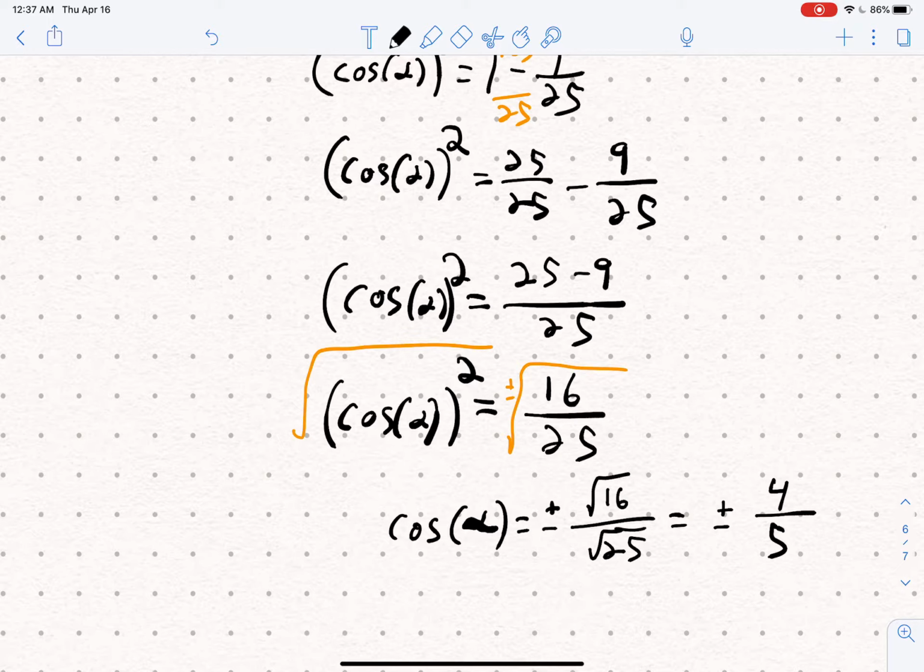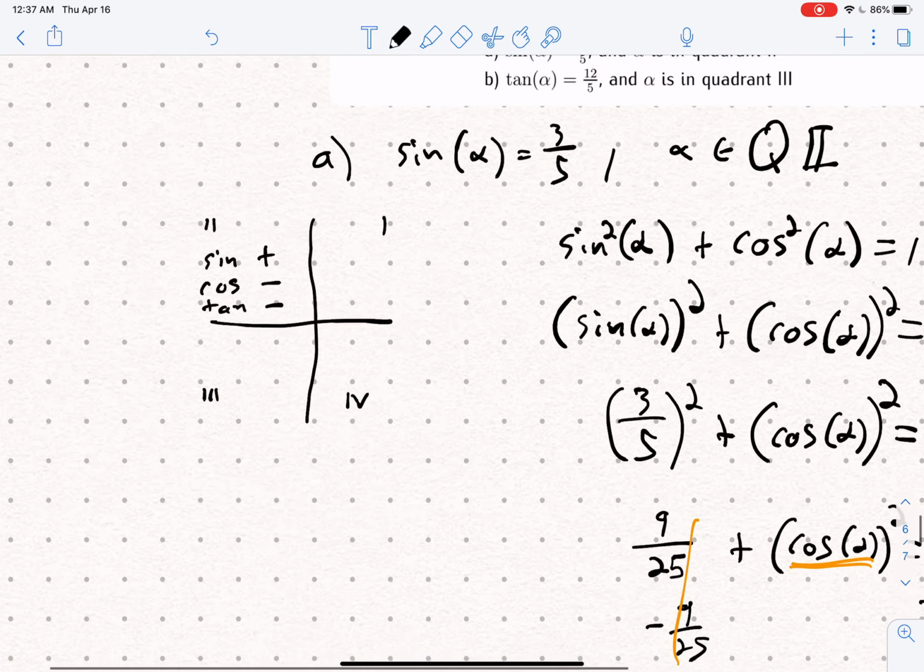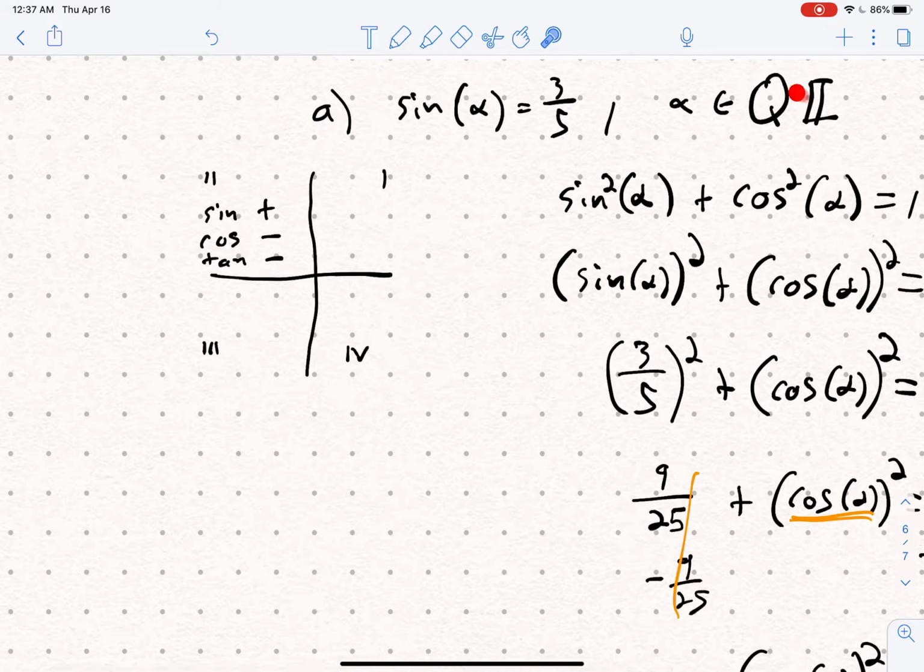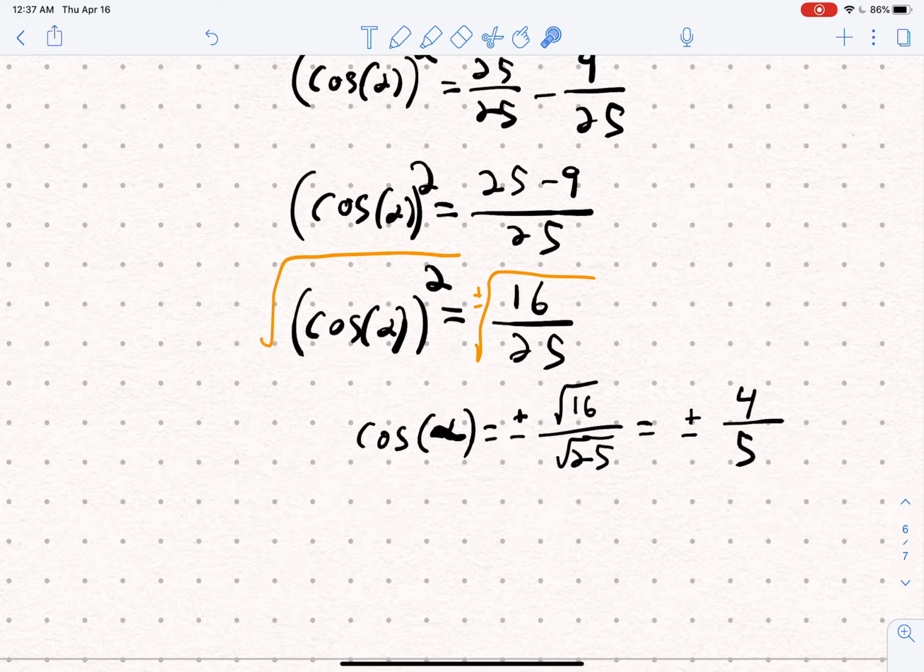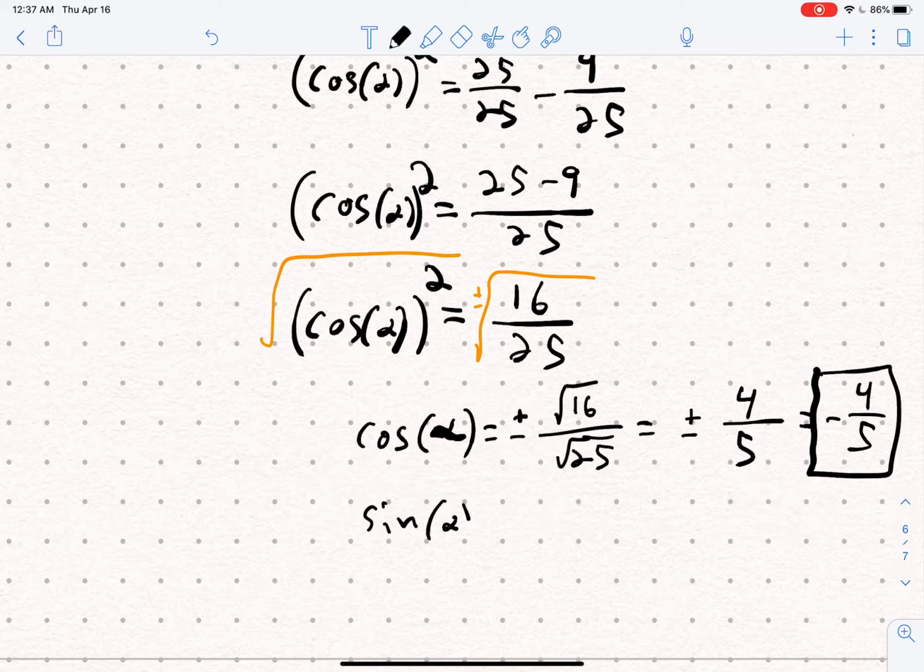Now, which one is it? Positive 4 over 5 or negative 4 over 5? That's when we need to go back to look at the quadrant. We said this is in the second quadrant. That was what the problem said. And in the second quadrant, sine is positive, cosine is negative, and tangent is negative. So if cosine is equal to either positive or negative 4 over 5, in this case, in the second quadrant, it must be the negative one. So equals negative 4 over 5. That's our answer for the cosine of alpha. Cosine of alpha is negative 4 over 5. Sine of alpha, that was given to us. That was positive 3 over 5.